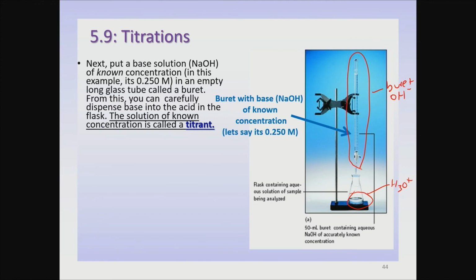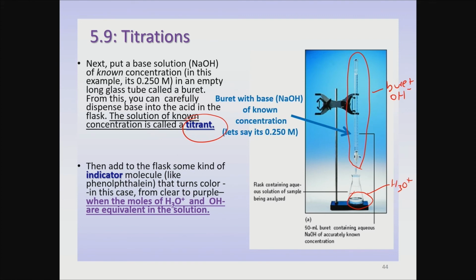Very importantly, we can find out the exact concentration of the hydrochloric acid if we know the exact concentration of the base. So when you add base to the burette, one of the things you just have to know is the concentration of that base. Let's say it's 0.250 molar in this example. Now, whenever you add a solution of known concentration to figure out the concentration of an unknown solution, like what we're doing here, the solution of known concentration is called a titrant. That is a word you have to know.